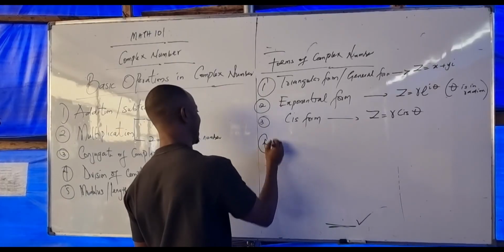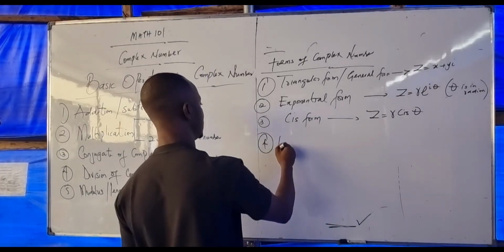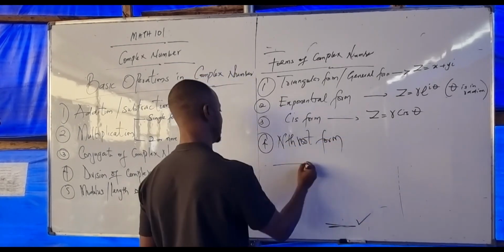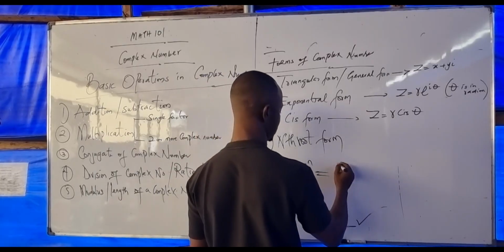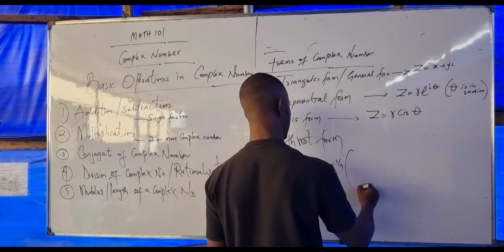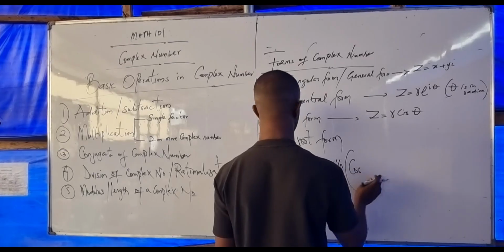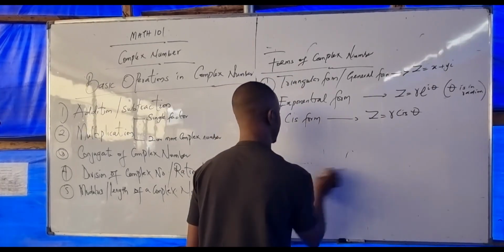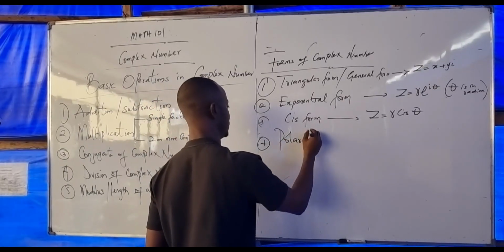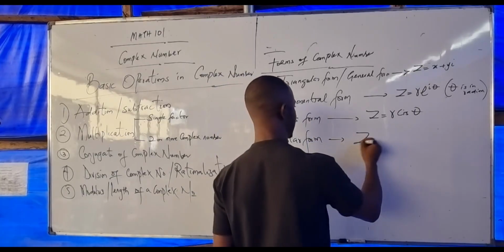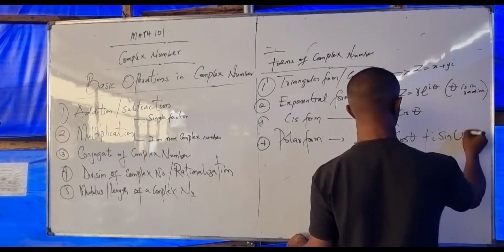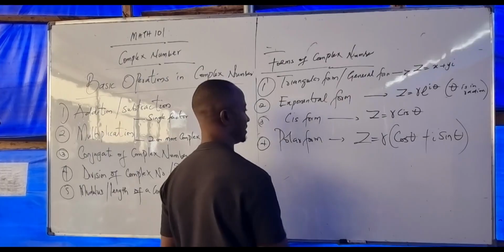Then the fourth one, which is the last aspect of this topic, is called the nth root form, which is z raised to n equals r raised to 1 over n. No, not the last one. I didn't show us the polar form, right? Thank you. The polar form, which is z equals r cos theta plus i sine theta, where theta is also in radian.